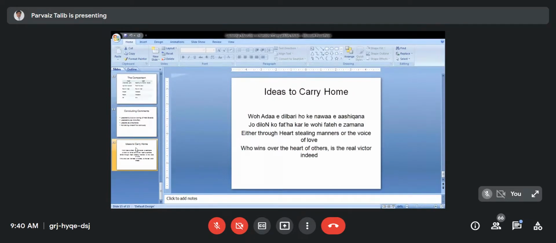So I will end on this quote, this couplet of Jigar Muradabadi. Says, वो अदाए दिल बरी हो कि नवाए आशिकाना, जो दिलों को फतह कर ले वही फातह है ज़माना. Either through heart-stealing manners or the voice of love, one who wins over the heart of others is the real victor indeed. That's leadership. Thank you very much.